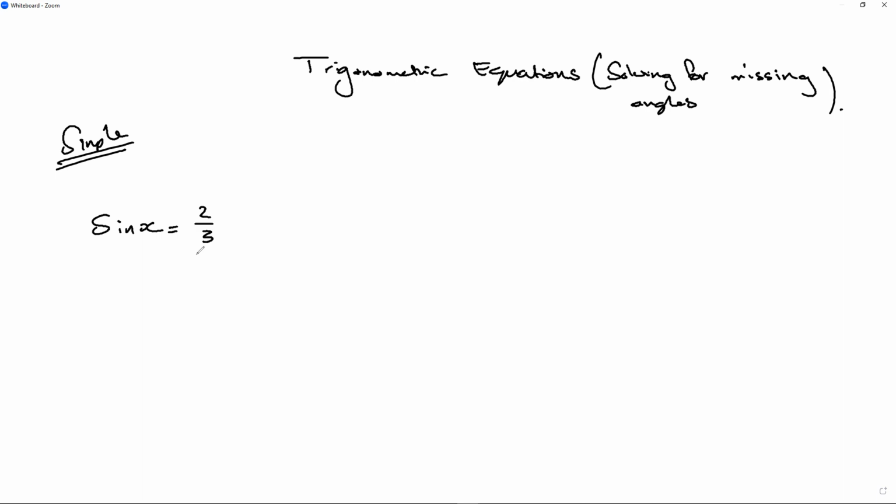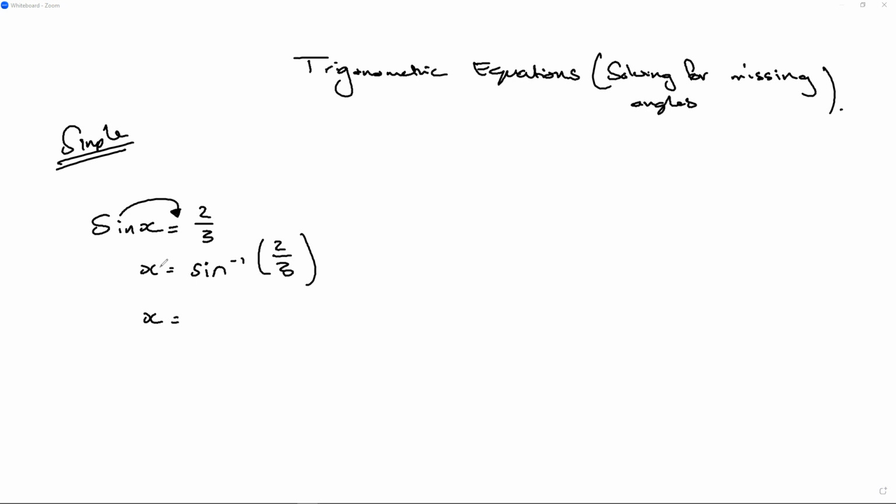2/3, and I want to find the value of x. The first thing I'm going to do is move sine over. It's going to become shift sine on a calculator to find the angle. And then obviously grab a calculator and type it in.